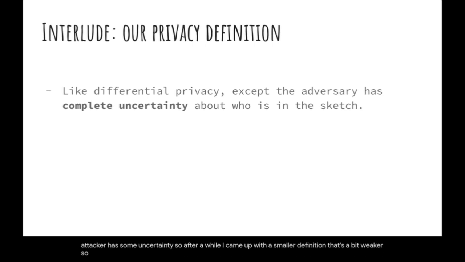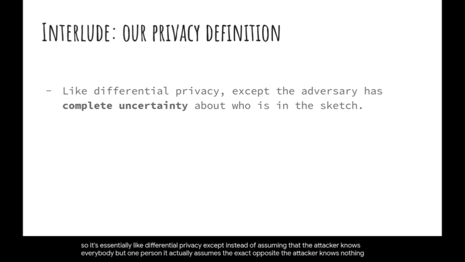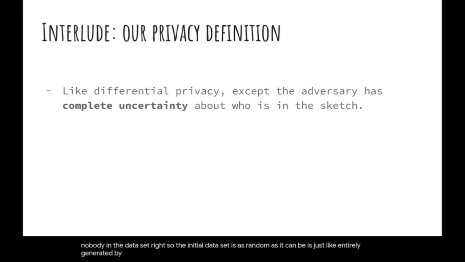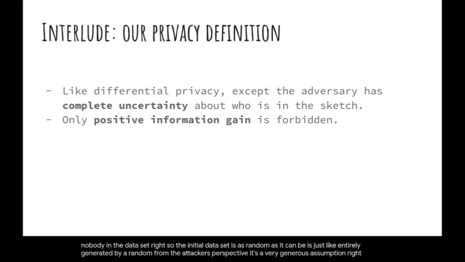So it's essentially like differential privacy, except instead of assuming that the attacker knows everybody but one person, it actually assumes the exact opposite. The attacker knows nobody in the data set, right? So the initial data set is as random as it can be. It's just entirely generated at random from the attacker's perspective. It's a very generous assumption, right?